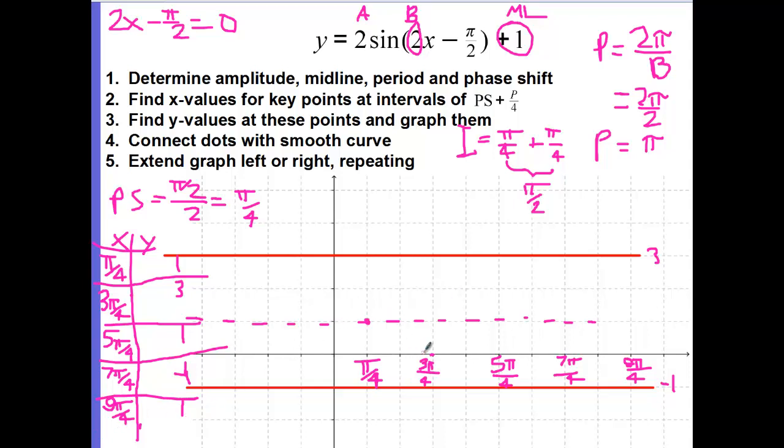If we plot these points: pi over 4, 1; 3 pi over 4 goes up to 3; 5 pi over 4 goes back down to its midline at 1; 7 pi over 4 goes down to its minimum of negative 1; and at 9 pi over 4 it completes its cycle and goes back to 1. Let's connect those dots with a smooth curve, as best I can with this mouse. Then extend it to the left or right because it repeats itself. So that is a graph with a different amplitude, period, phase shift, and midline from the sine function, its parent function. We've taken it and broken it down and graphed it.